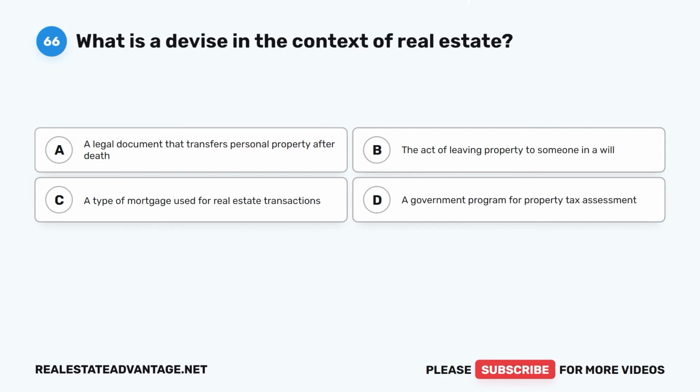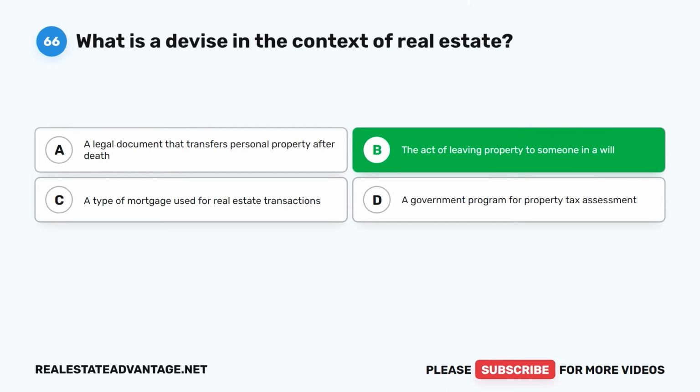Question 66. What is a devise in the context of real estate? A. A legal document that transfers personal property after death. B. The act of leaving property to someone in a will. C. A type of mortgage used for real estate transactions. D. A government program for property tax assessment.